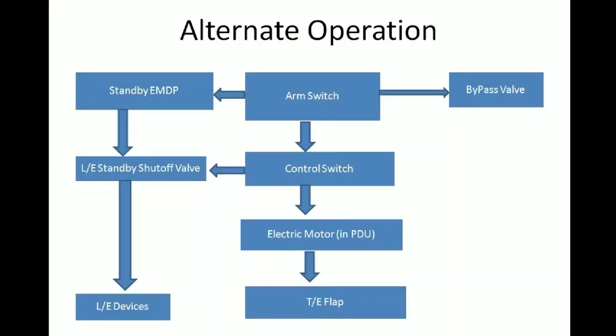In first part, we saw introduction to trailing edge flaps and leading edge devices, and also the cockpit controls and indications. In second part, we saw the operation of trailing edge flaps and leading edge devices and few components of trailing edge flaps. In this part, we will see how the trailing edge flaps are operated in alternate operation. We will see alternate operation of leading edge devices in another part.